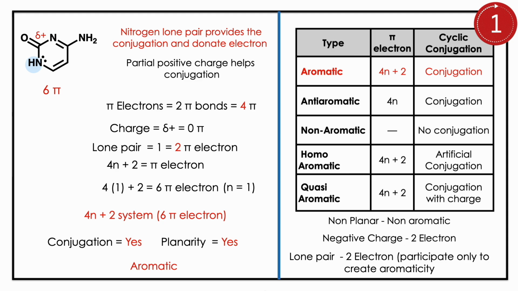So the lone pair and partial positive charge provide the conjugation. If you count pi bonds, 2 pi bonds, so 4 pi electrons, charge is 0. Only one lone pair participates, which is 2 pi electrons, and you have a 4n plus 2 system with 6 pi electrons where n equals 1. Here the compound is definitely conjugated. Planarity is definitely promoted. So 4n plus 2 system, conjugated, planar, means the given compound is aromatic.